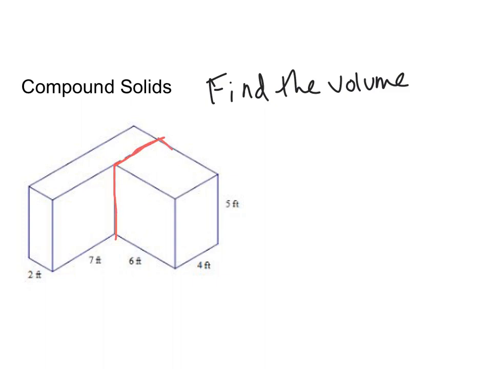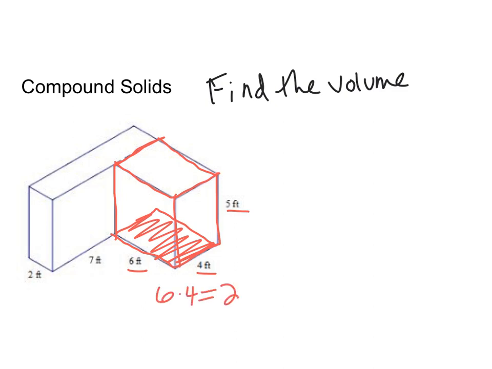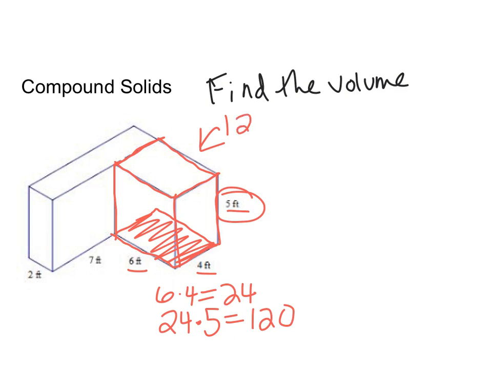So I'm going to break it up here, and I'll do the first one first so I can see there's two rectangular prisms. And the first one is 6 by 4 by 5. So I'm going to find the area of the base here, which is 6 by 4 gives me 24. And then I'll multiply it by the height of 5, which gives me 120. So that means that this prism is 120 feet cubed.